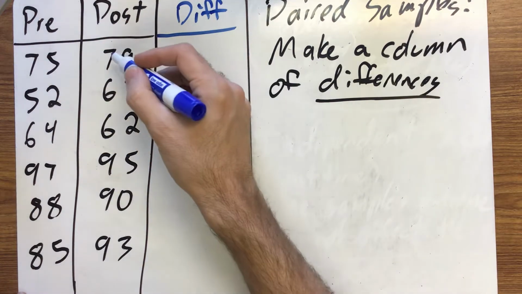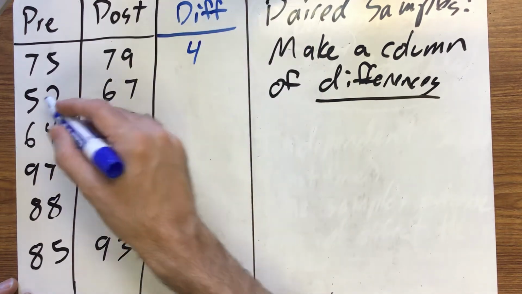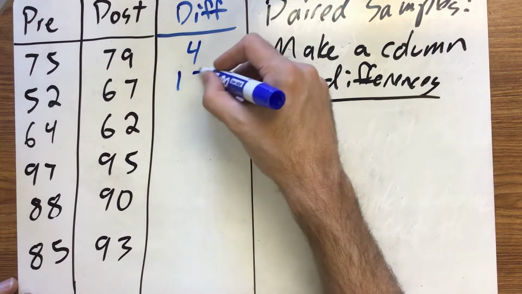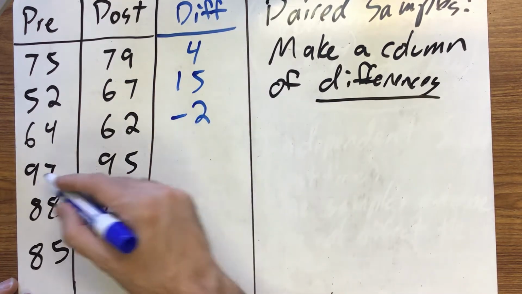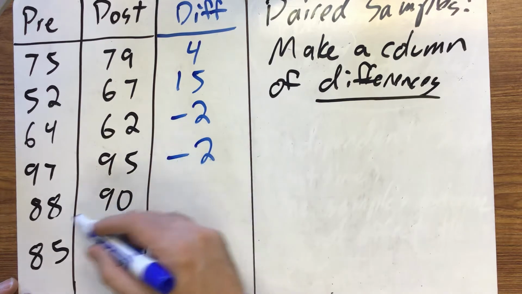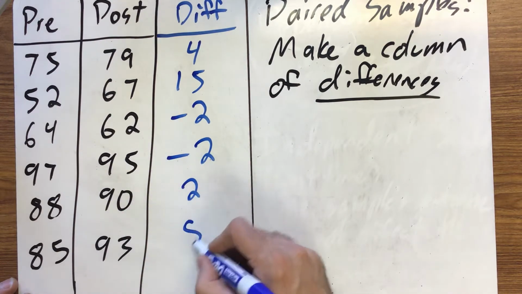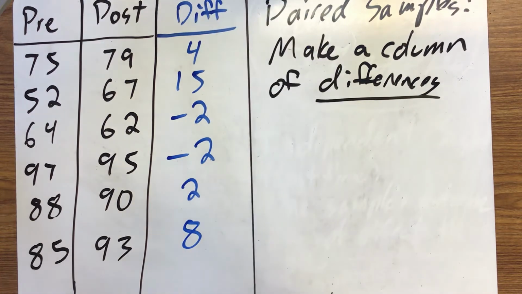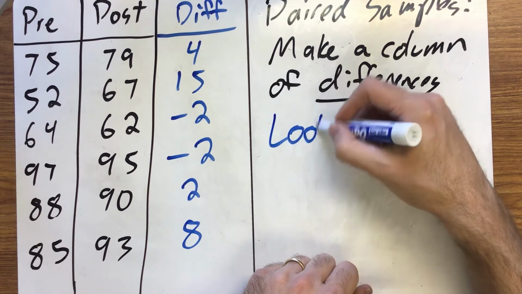So I'll do 79 minus 75 and we get a 4. 67 minus 52 and get 15. That is negative 2 because their score went down. That one's also a negative 2. This one's a positive 2. The score went up by 2. And this one is 8. So here are our differences. These are basically telling us how much the scores have changed. And then what we do is we look at only the differences.